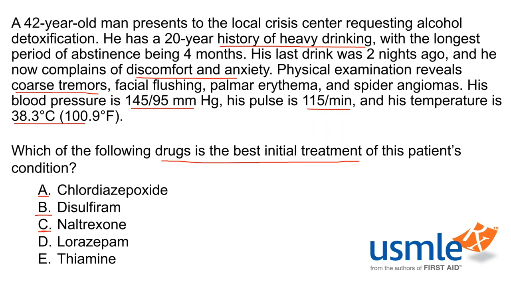So if the question were written as though a 42-year-old man coming into a local crisis center for alcohol detoxification, his vital signs were currently normal. He had no anxiety, no discomfort, but he just had the desire to drink again, and he hasn't drank in several weeks. He has no active signs or symptoms of alcohol withdrawal, but would like to try a medicine to decrease his desire to drink. Now naltrexone would be the right answer there.